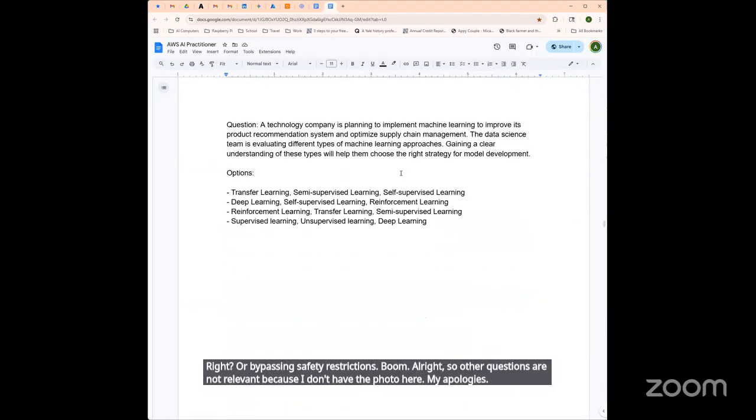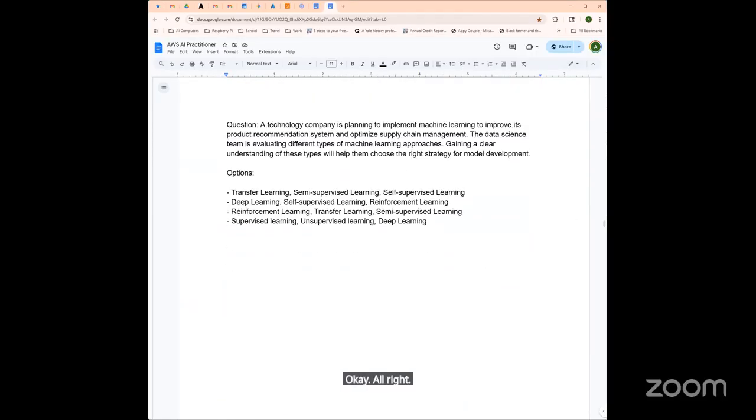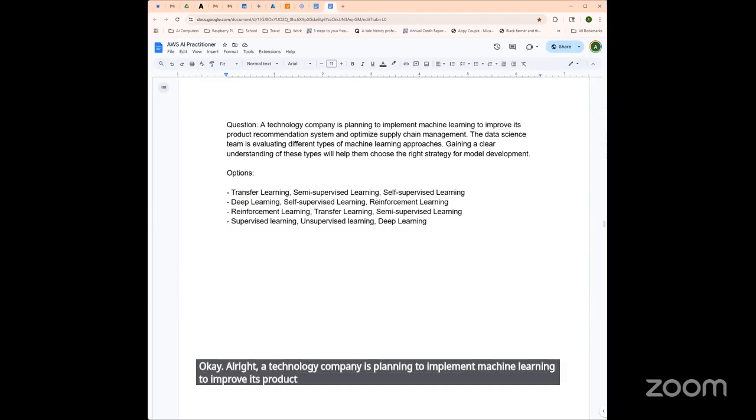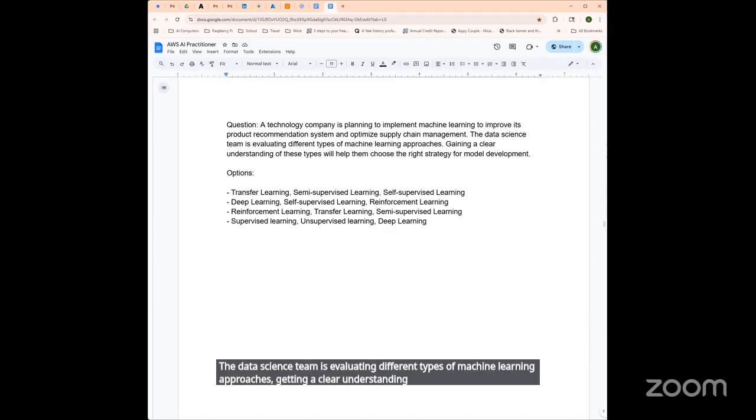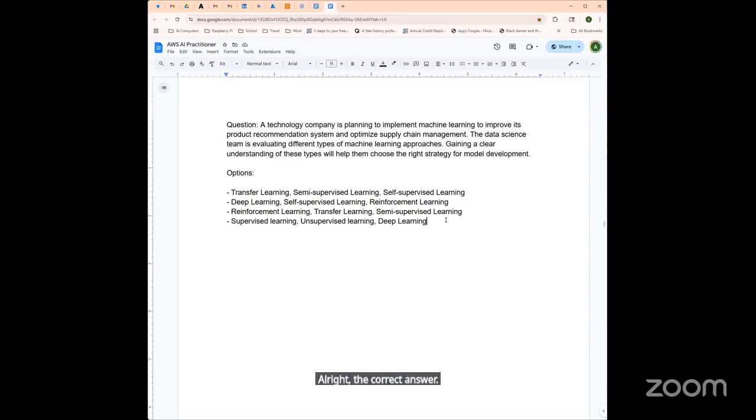A technology company is planning to implement machine learning to improve its product recommendation system and optimize supply chain management. The data science team is evaluating different types of machine learning approaches. Gaining a clear understanding of these types will help them choose the right strategy for model deployment. The correct answer: supervised learning, unsupervised learning, deep learning.